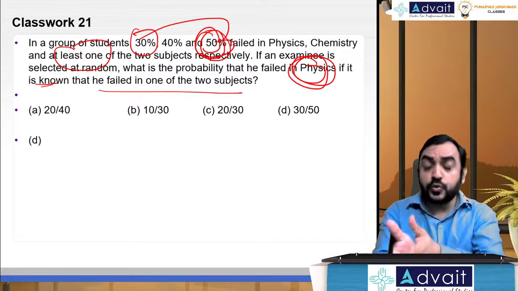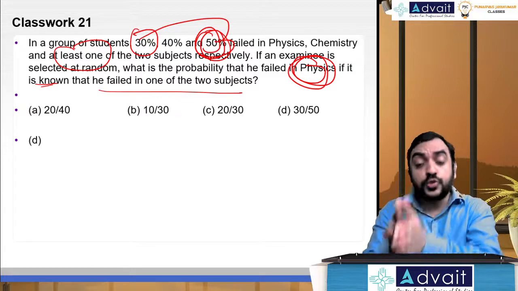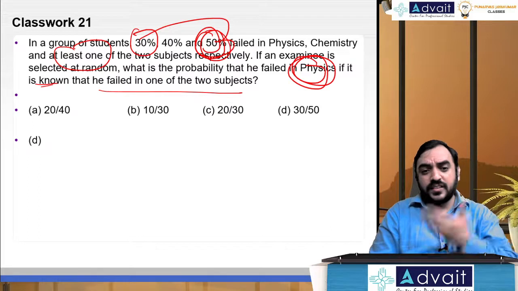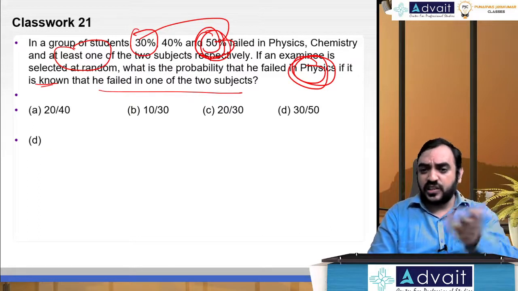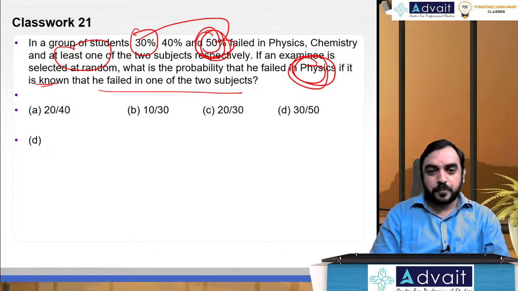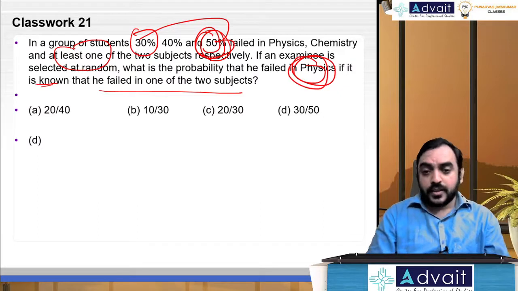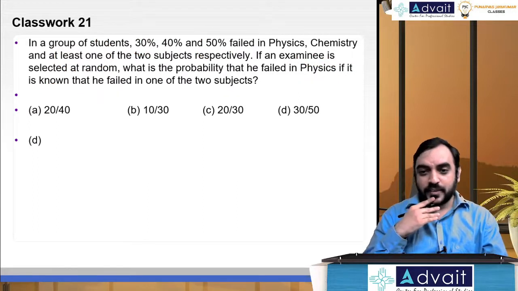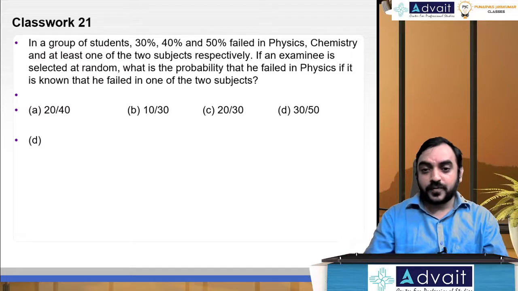That's all. Everything else you can easily identify. At least one of the two subjects is given. That is 50%, denominator 50. Out of that, who have failed in physics? 30, so 30 by 50. Okay, I hope you got the points. I'll go further. I'll make one small correction in this question.